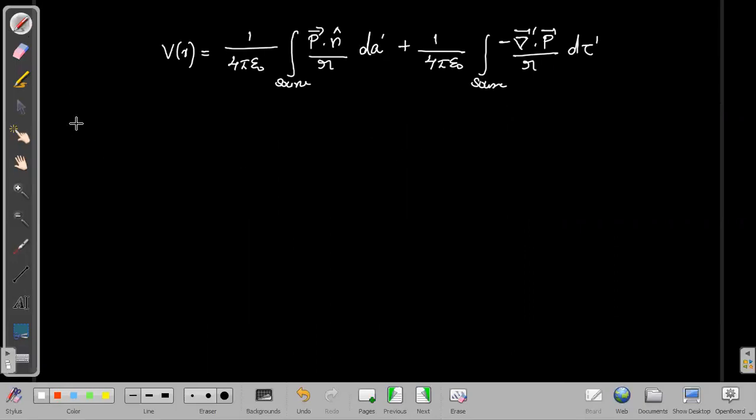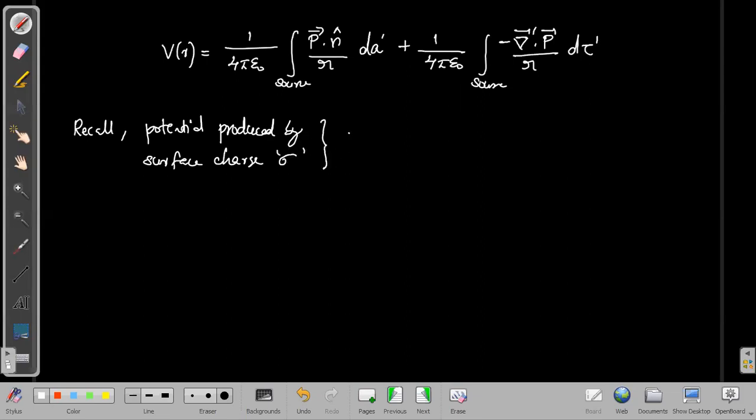So if you recall the potential produced by a surface charge distribution sigma, how will you write it? Usually the potential produced by a surface charge distribution is written as 1 by 4 pi epsilon 0 integral sigma of r prime dA prime by r. Okay, so better I will write script r.